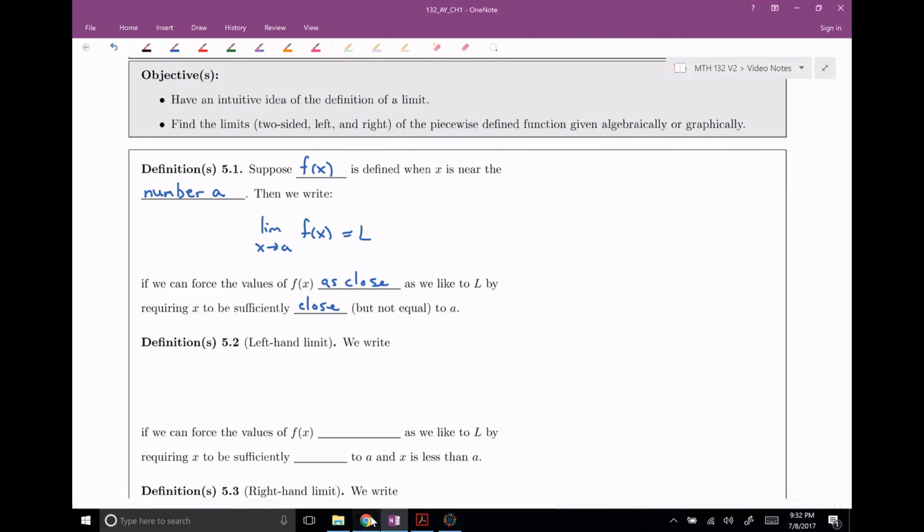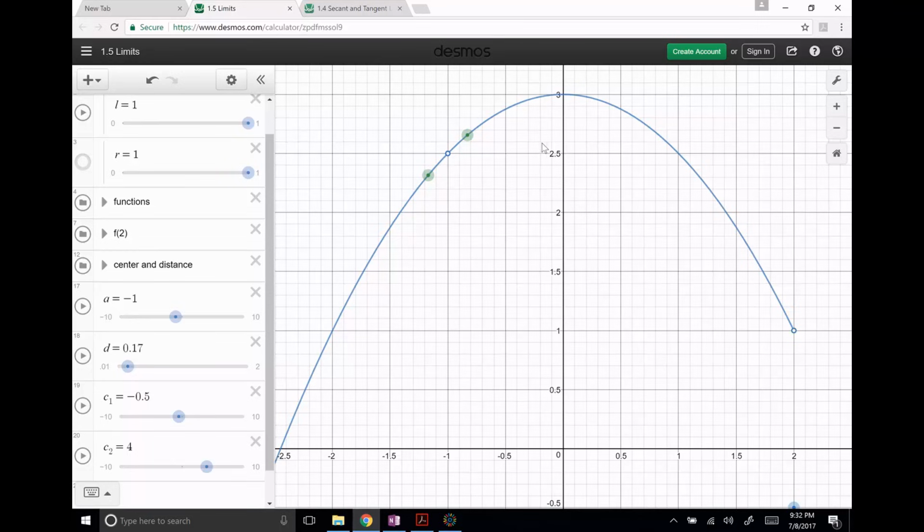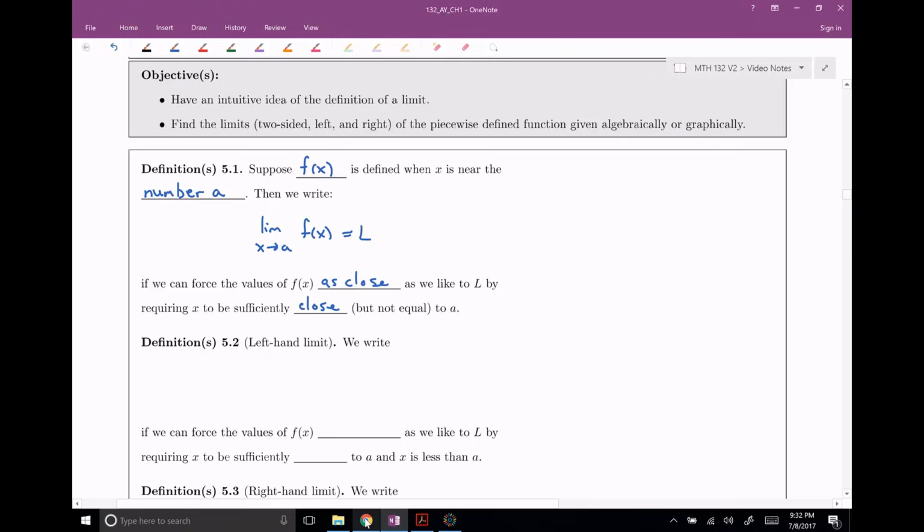And we can get f of x as close to 2.5 as we'd like, right? Let me skip back here one more time. The function's very, very close to 2.5 around -1. It's very, very close to 2.5 indeed, if we require x to be really close to a, or in our case, -1.